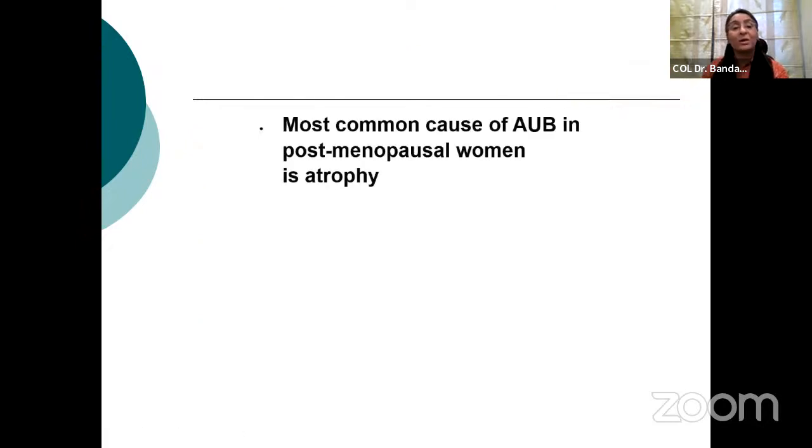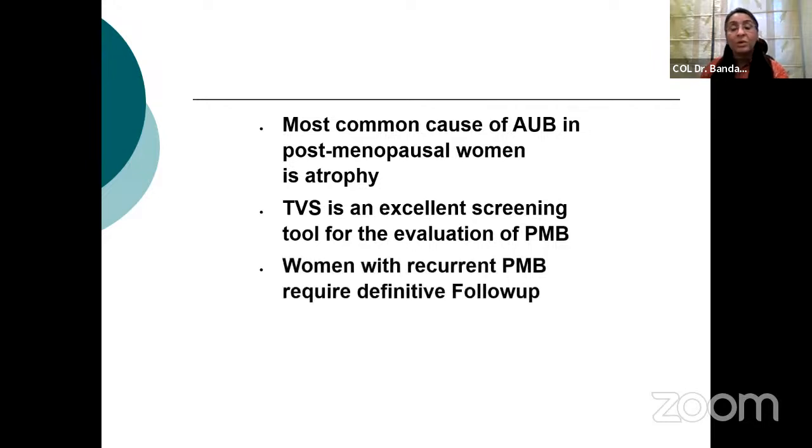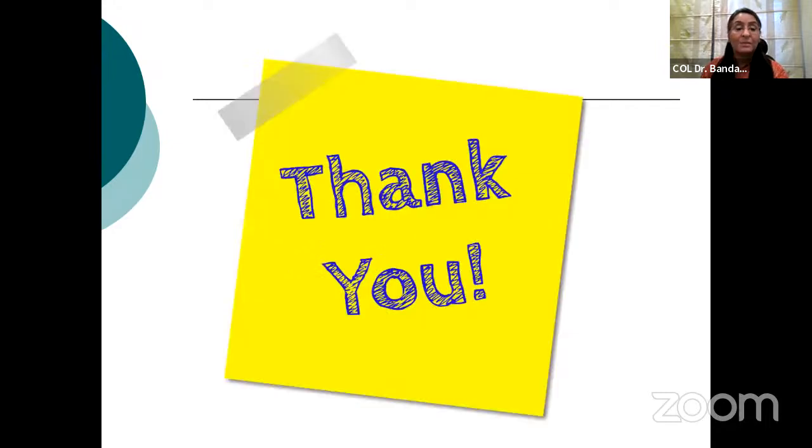Most common cause of AUB in postmenopausal women is atrophy, but definitely malignancies have to be excluded by a hysteroscopy and a biopsy. Transvaginal screening is a very excellent tool for evaluation of postmenopausal bleeding, where the endometrial thickness is evaluated. If it is more than 4 mm, one has to ensure that a biopsy is taken, preferably hysteroscopic guided, as that is the standard of care world over. Women with recurrent postmenopausal bleeding definitely need a follow-up. Endometrial cancer risk factors are age, obesity, unopposed estrogen, and diabetes mellitus.